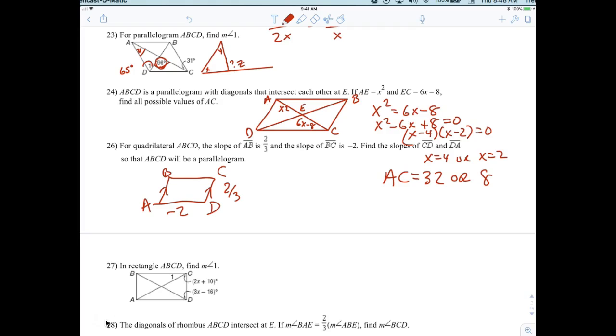It says that the slope of BC is -2, and you have -2 on your AD. Well, because AD and BC are the same. Right? Good question. Yes, ma'am. I don't see any answer to the question. It's asking what's the slope of CD and DA. Oh, okay.